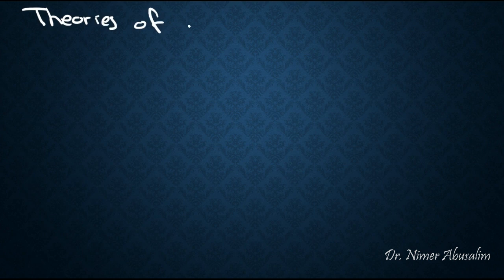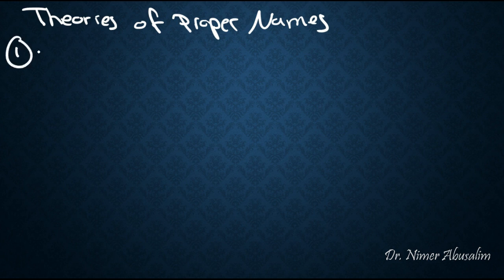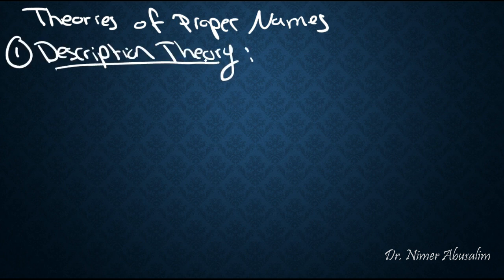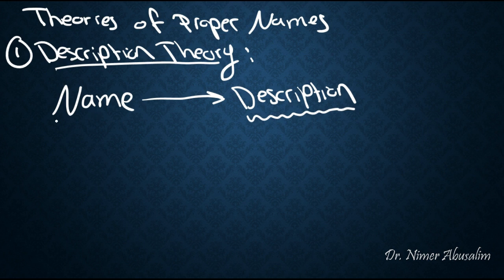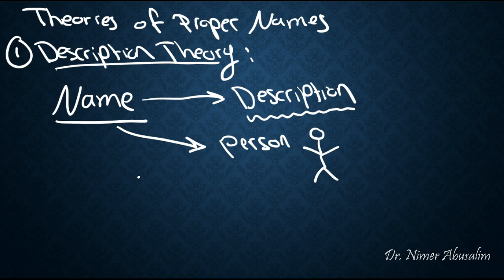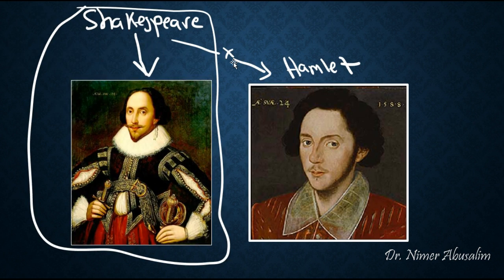Well, there are theories of proper names that attempt to explain how this happens. The first theory is called the description theory. The description theory states that to know what a name refers to, you must know the description of that name. So you must have at least just a little bit of description in order to connect the name with the actual person. But recall our thought experiment. We've just seen that the description of Shakespeare has changed. He is no longer the person who wrote Hamlet. But at the same time, we are still able to connect the word Shakespeare with the person Shakespeare.